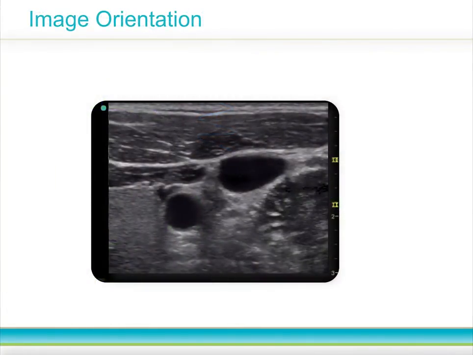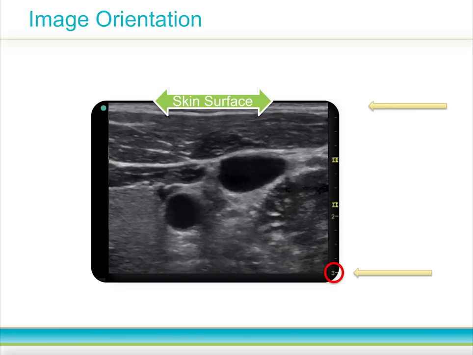One initial challenge in ultrasound image interpretation is understanding the orientation of the image on the screen. The top of the screen represents the most superficial part of the tissue you are scanning, or the skin surface. The bottom of the screen represents the deepest part of the tissue, in this case, 3 centimeters deep into a patient's neck. The internal jugular vein is seen at 1 centimeter deep, and the carotid artery at 2 centimeters.